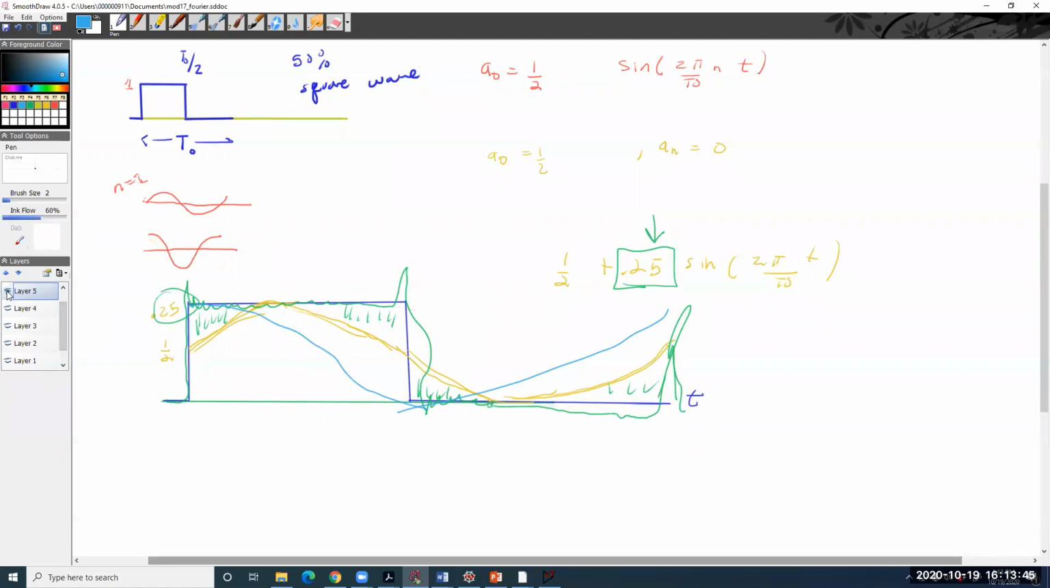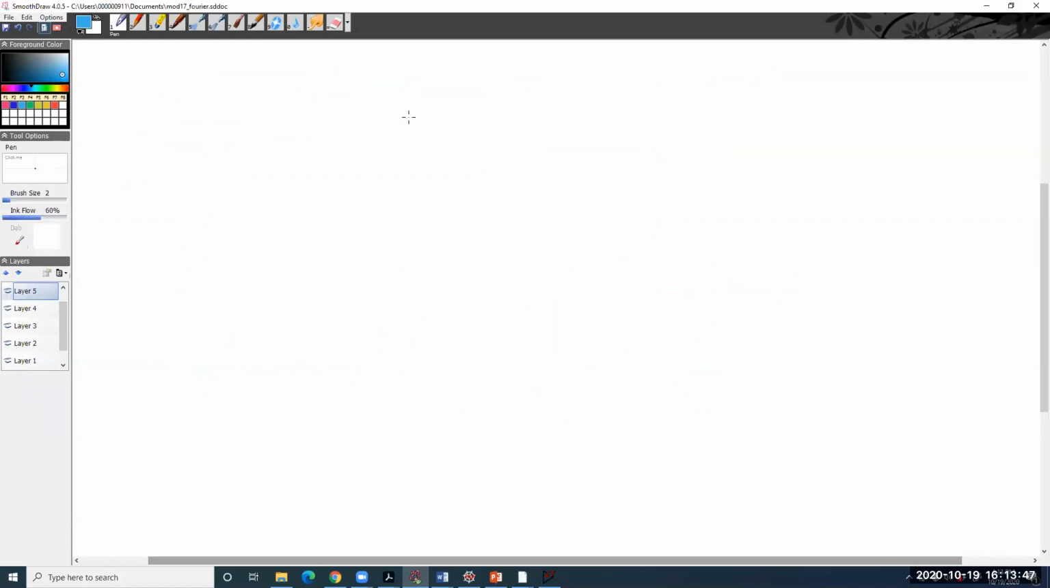Next time, now that we kind of have intuitively what we're doing, we'll go through and formally derive more of these expansions. Okay, that's it for today.